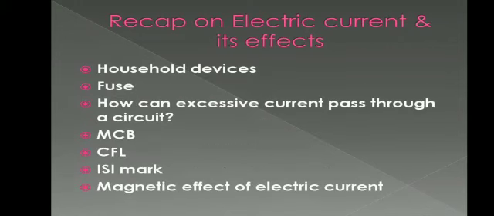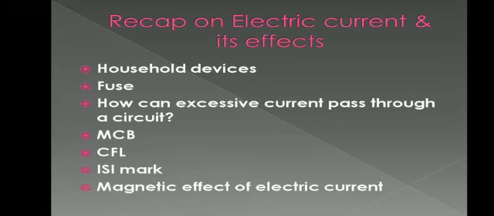Household devices. In our household, we are using some safety devices to protect us. That is the electric fuse or MCB. MCB is nothing but a miniature circuit breaker. Electric fuse. It is a safety device we are using in electric circuits to protect when a high amount of electricity is passed through the circuit. So it prevents us from fire and also from short circuits.